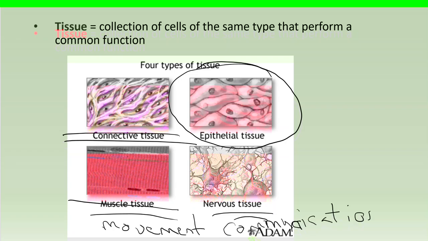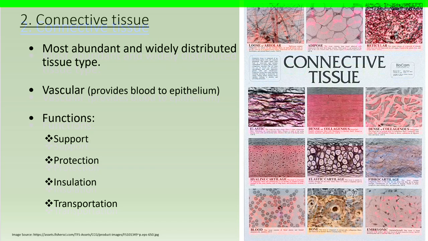Connective tissue is a little bit trickier because it's the type of tissue that's going to have the most diverse number of functions and the most diverse types and variety of tissue. So let's look at that. Your connective tissue is going to be the most abundant and widely distributed type of tissue in your body. It's going to be highly vascular, and this means that it has blood. Now you're going to see that not every single type of connective tissue is vascular. There's actually going to be some types of connective tissue that are not vascular, but the majority of connective tissue is vascular, and it can help to provide blood to that epithelium.